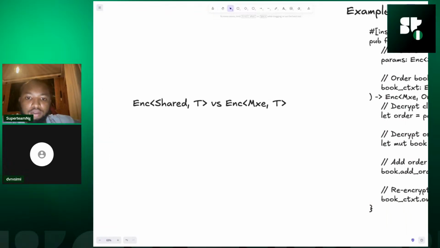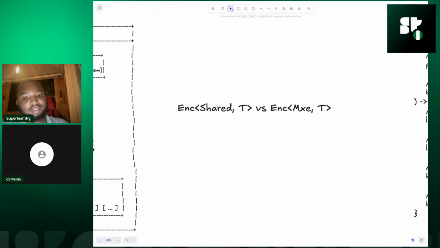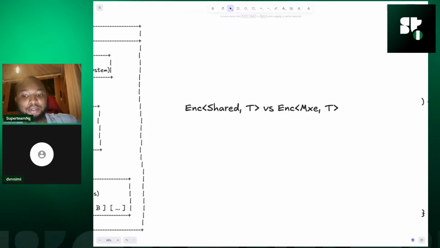I was about to ask you what the difference between the shared and MXE type is, but I think it's pretty much self-explanatory. For the shared side, if I need the user's inputs right before they get encrypted, I'll use the encrypted shared type. But if I want it to be predetermined already, encrypted even while using the app, then I have to use the MXE. Correct? Yes, yes.